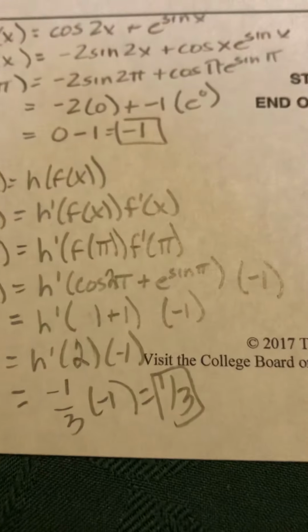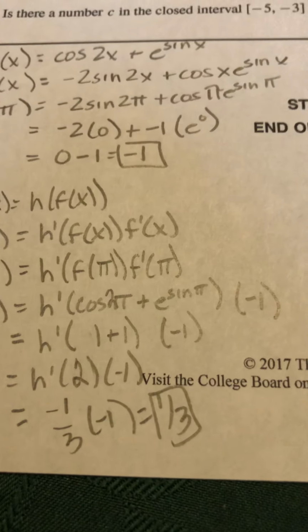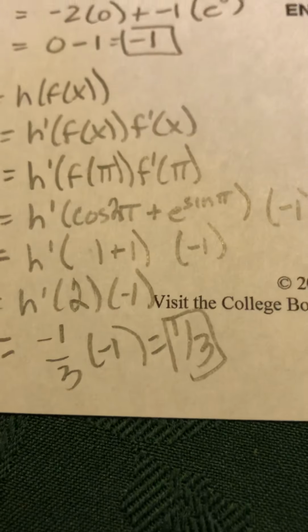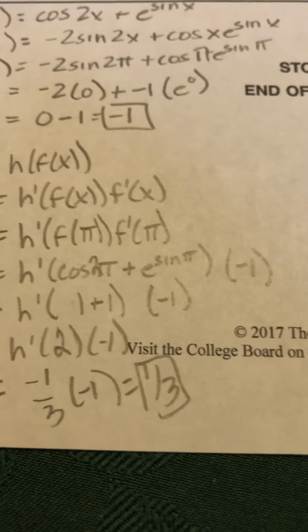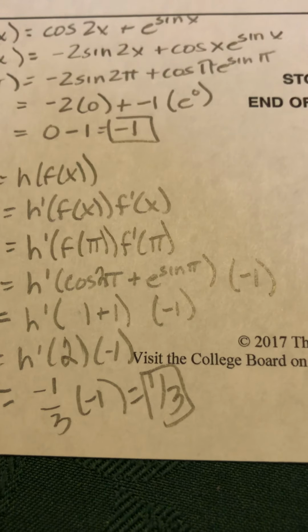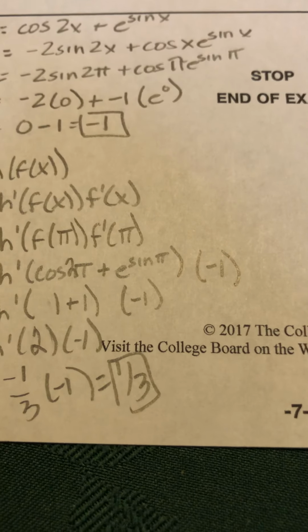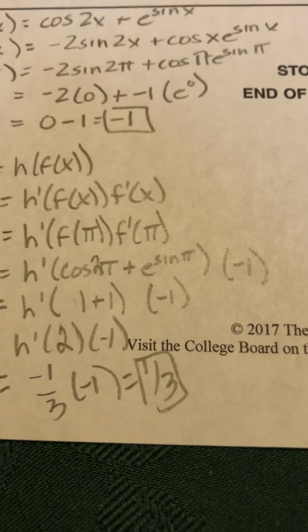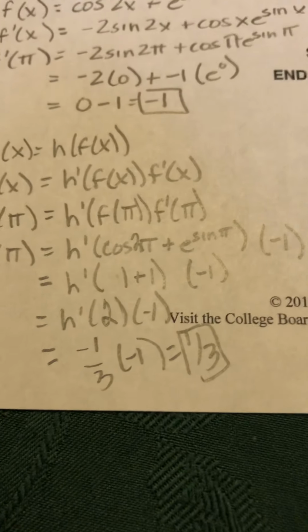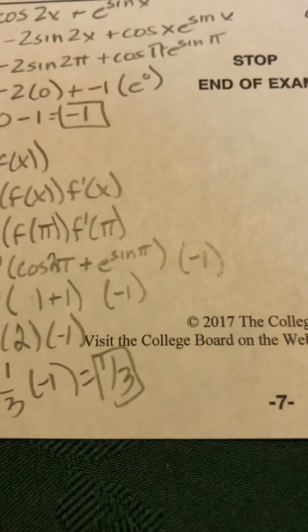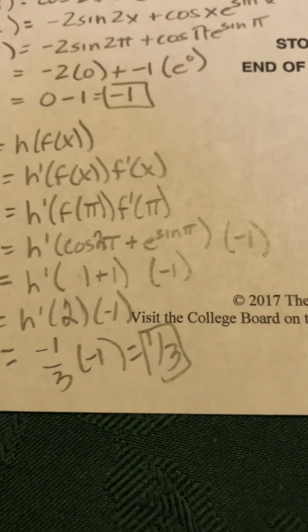Well, in part A, we just evaluated f of pi, didn't we? Oh, we evaluated f prime of pi. So f of pi is cos of 2 pi plus e to the sine pi. Cos of 2 pi is 1, e to the 0 is 1, so 1 plus 1 is 2. So it's h prime of 2 times f prime of pi, which we found was negative 1.